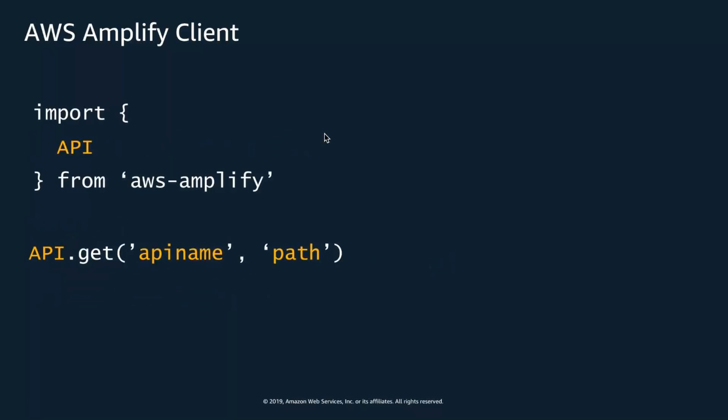Once you've imported the class that you'd like to work with, so here we import the API class, we can then start using that directly in our JavaScript project. This is the way that we would call a get command on a REST API. So here we have api.get. We pass in two arguments, the path and the API name. And this will return a promise, and we'll look at how to actually implement this in just a moment.